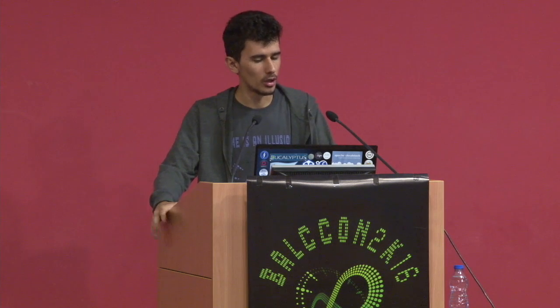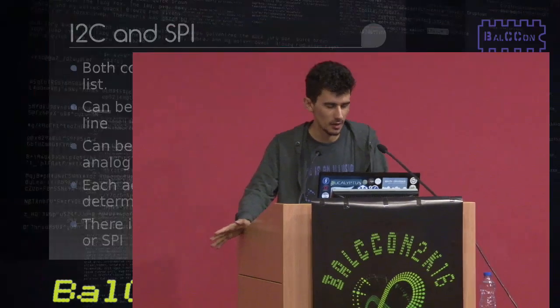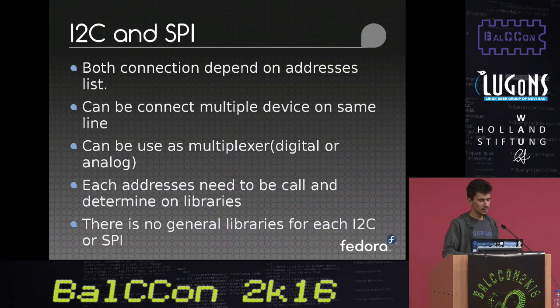If you want to control your hardware with Node.js, you should know what this is first. It's a multiplexer, can be analog, can be digital. Also, you can determine each address depending on your library. Which means you have to know your address list on your datasheet, and your hardware needs to be supported. Or if it doesn't have any support, you have to do it yourself.